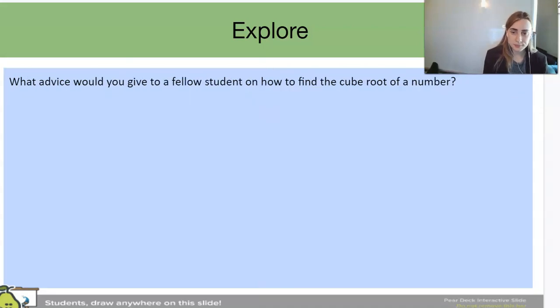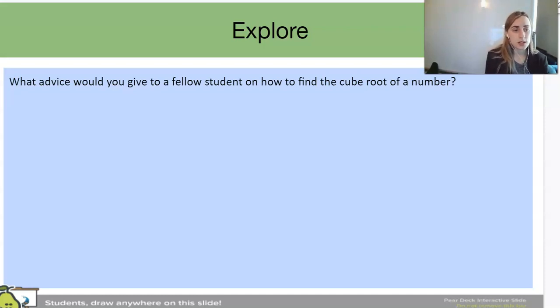On slide D, you're going to come up with what advice you would give to a fellow student on how to find the cube root of a number. So if one of your friends were really struggling to understand what you worked on today, what would you do to help them understand? Think back to a time when you learned something from someone else and they really helped you get that concept. They were very clear, and try to do that same thing for someone else on this page.